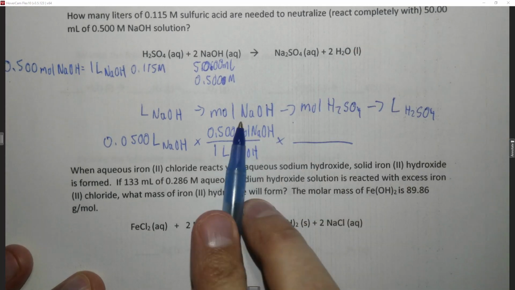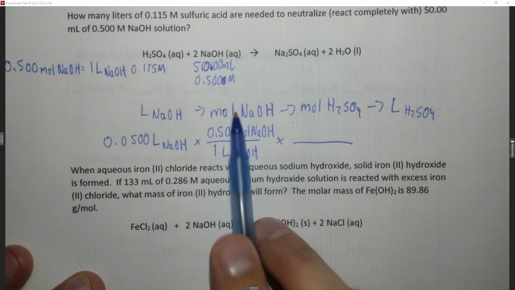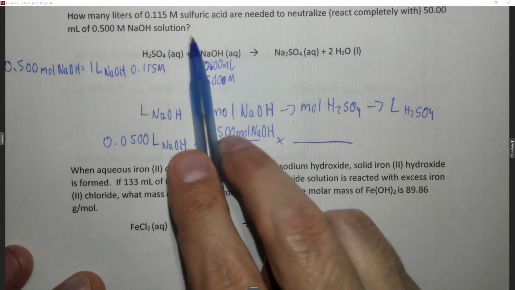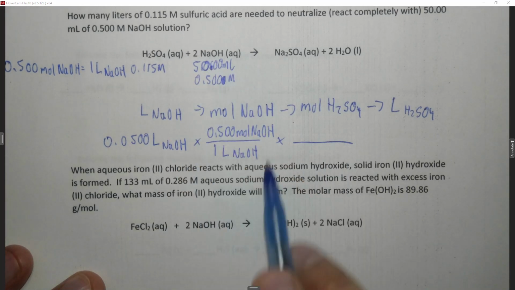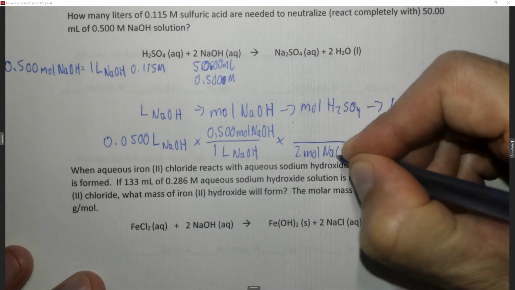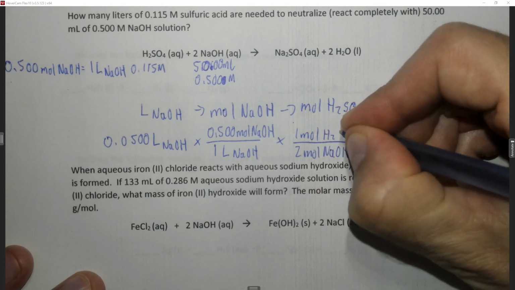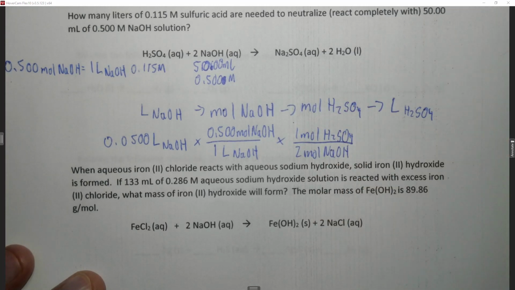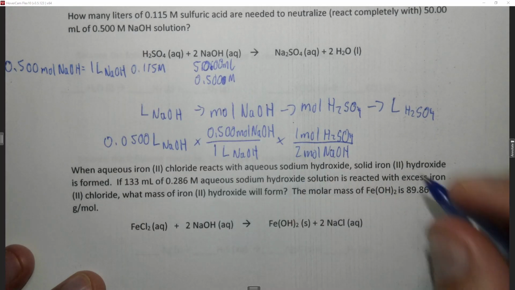Now we want to convert from moles of NaOH to moles of H2SO4. Just like in previous questions, from moles of one thing to moles of another, always using a balanced chemical equation. In this case, we want NaOH on the bottom because we have moles of NaOH. So we're going to put the 2 moles of NaOH on the bottom and the 1 mole of H2SO4 on the top. So 2 moles of NaOH, 1 mole of H2SO4.